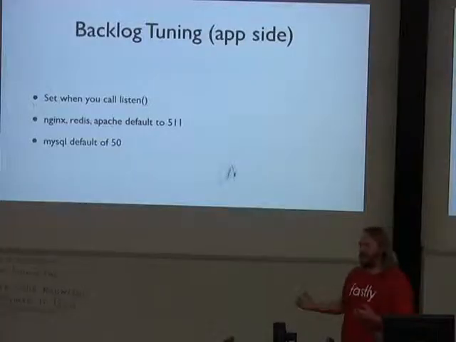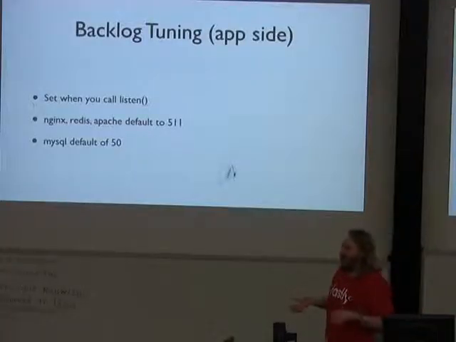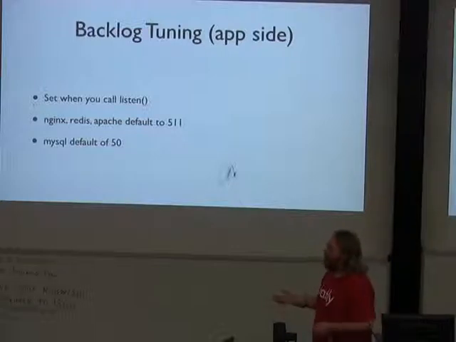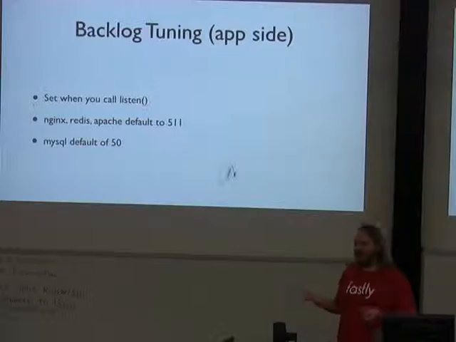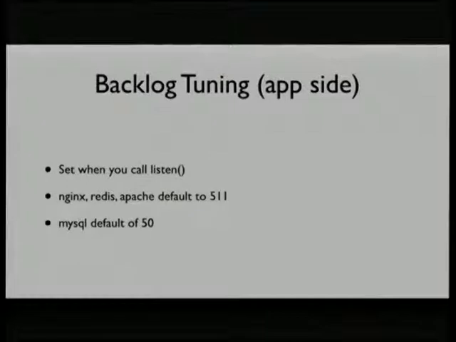There's also another part of this: you don't just set these values in the kernel. The kernel sets what the maximums are allowed to be. Each application then has to request how long they want this backlog to be. A few different ones, Nginx and Apache and such, set it to 511, which has some magic boundary value. MySQL sets it really, really low.